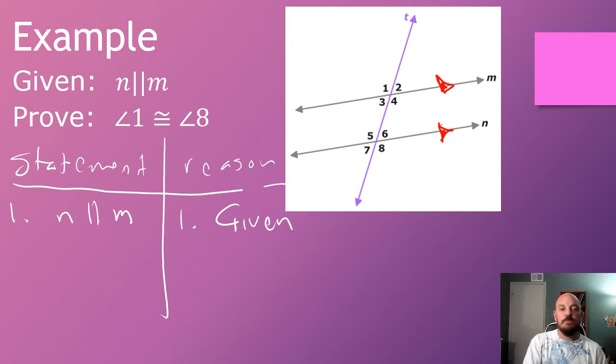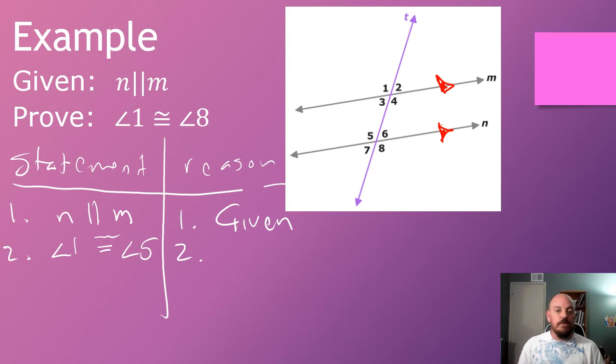Let's do those steps. For step 2, I'm going to say angle 1 is congruent to angle 5. And my reason is those are corresponding angles. Remember, I'll mark it in my picture right now so you can see. What I'm saying is that angle 1 is congruent to angle 5, those two right there.